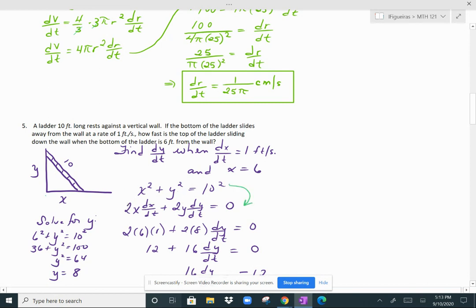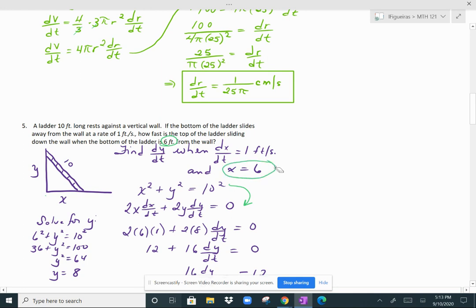Okay, so what are we solving for? We want to know how fast the ladder is sliding down. So we want to find dy/dt when the rate of change as it slides away is 1 foot per second. So when dx/dt is 1 foot per second, and you're also told that you're trying to figure out dy/dt when the ladder is exactly 6 feet away from the wall. Well, that's going to be an x value.